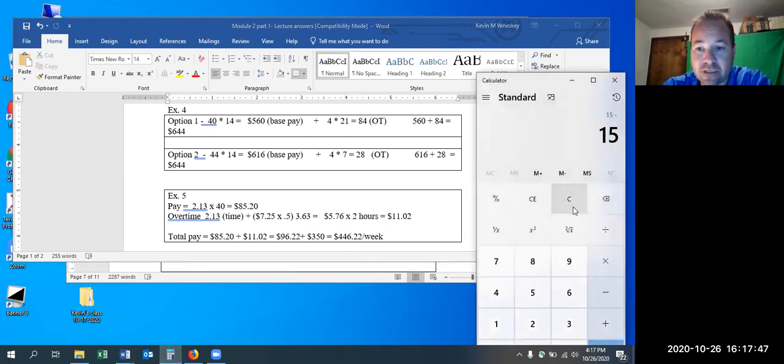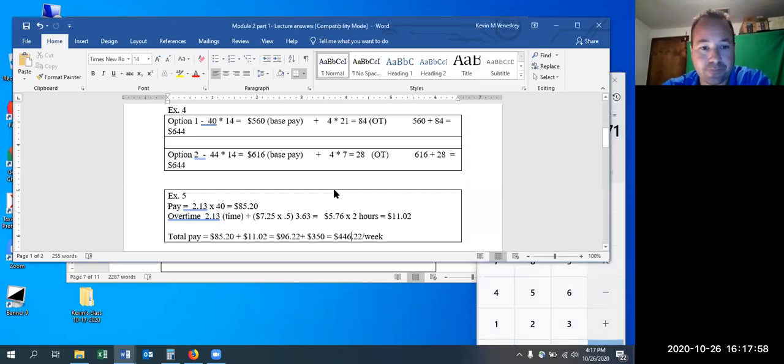So if you wanted to make sure they got paid at least minimum wage, take the 446, divide it out over 42 hours, and they made 1062 an hour on average.